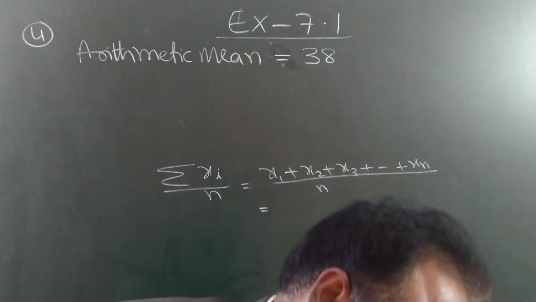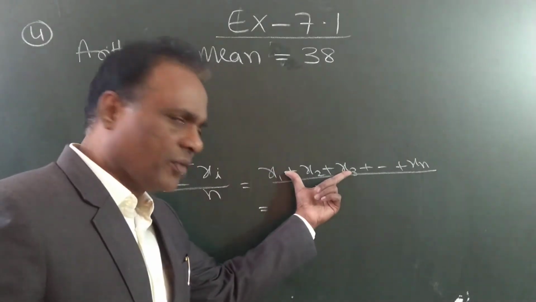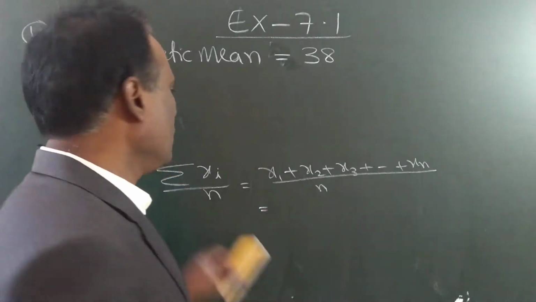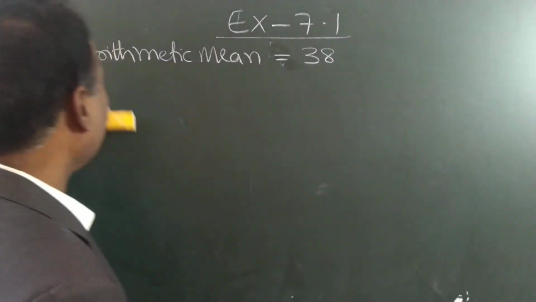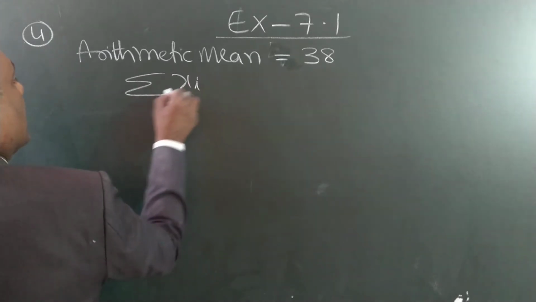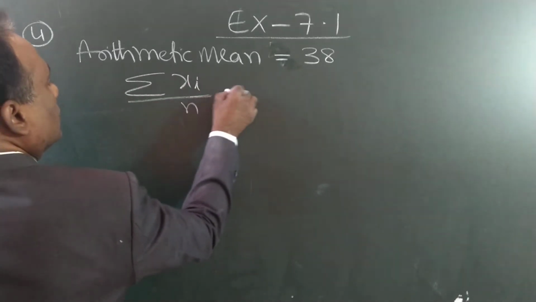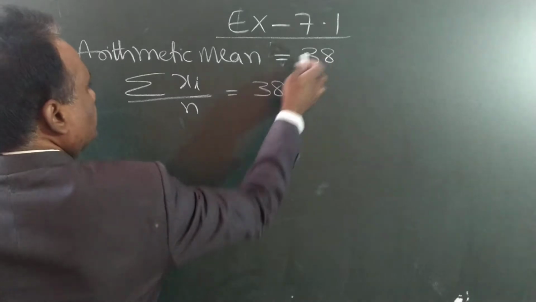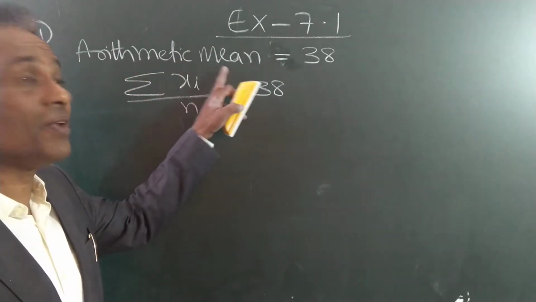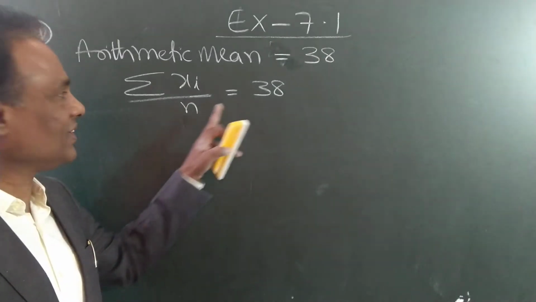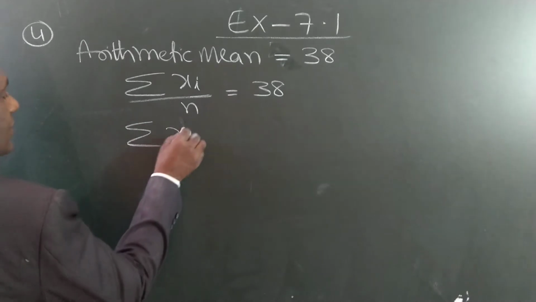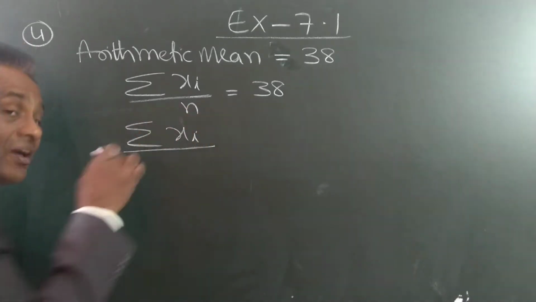All are the same. This is nothing but the sum of the observations, even if you write it in words. So see here. Arithmetic mean formula, sigma xi by n, is equal to 38. Don't write. N is the number of observations.